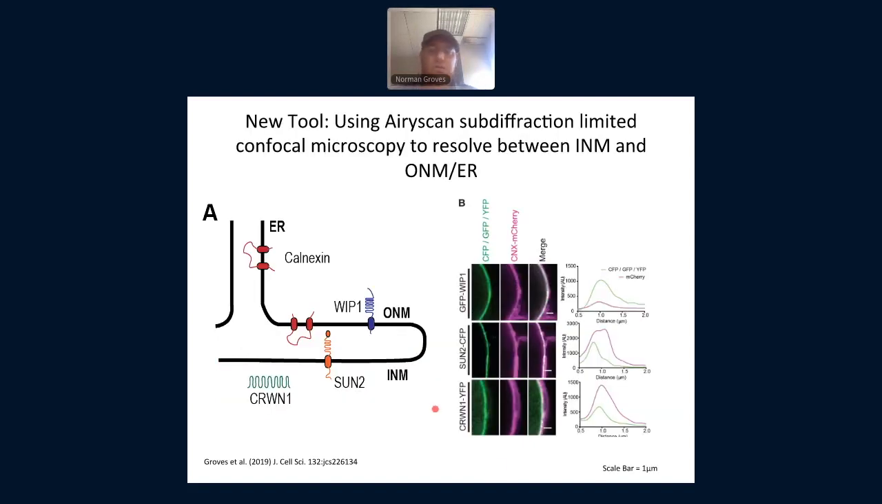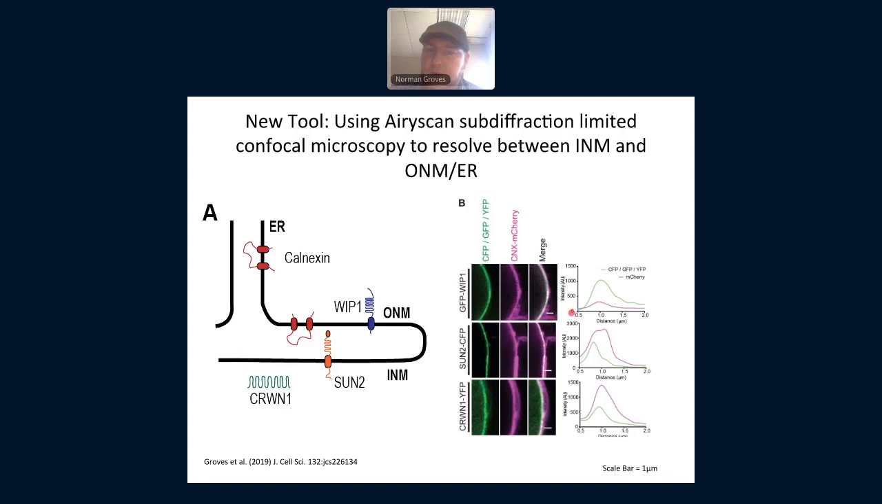So everything I've told you at this point is nuclear envelope enrichment, and we needed a method by which we could differentiate between the outer and the inner nuclear membrane. To do that, we used Airyscan confocal microscopy. To first test this, we used markers for different cellular compartments. We used calnexin as our ER protein, and then we co-localized with calnexin either an ONM marker, WIP1, an INM marker, SUN2, or a nuclear peripheral marker, CROWN1.